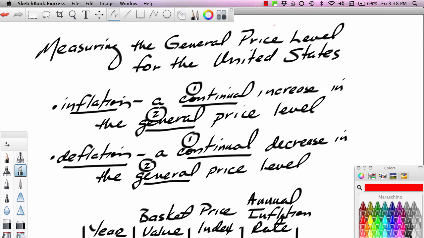In this particular segment, we're going to take a look at the general price level. The general price level is basically a measure of prices for an entire nation. It is impossible to express the general price level in terms of the currency of a country. For instance, in the United States, that currency would be dollars. There's no way to compare very, very expensive products with very, very inexpensive products.